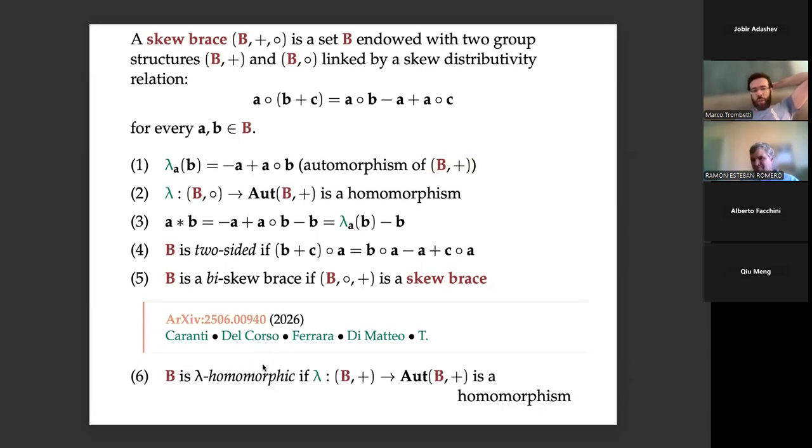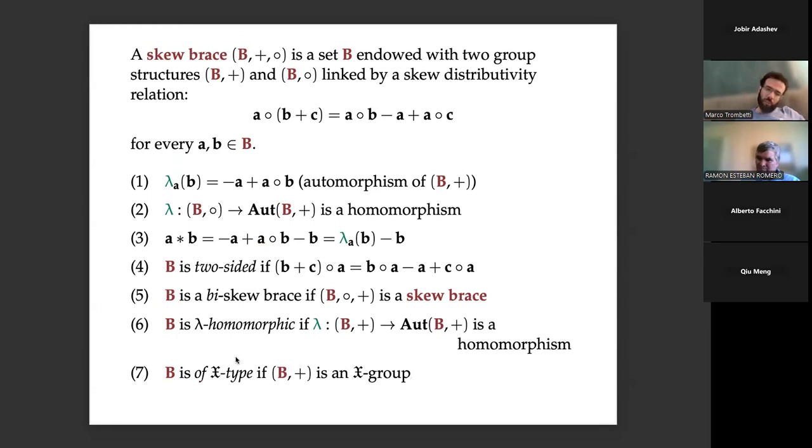And also another notion that we need is the notion of lambda homomorphic, where lambda homomorphic means that this function in number 2 is not only a homomorphism of the multiplicative group into the automorphism group of the additive, but is also a homomorphism of the additive group of B to the automorphism group of the additive group of B.